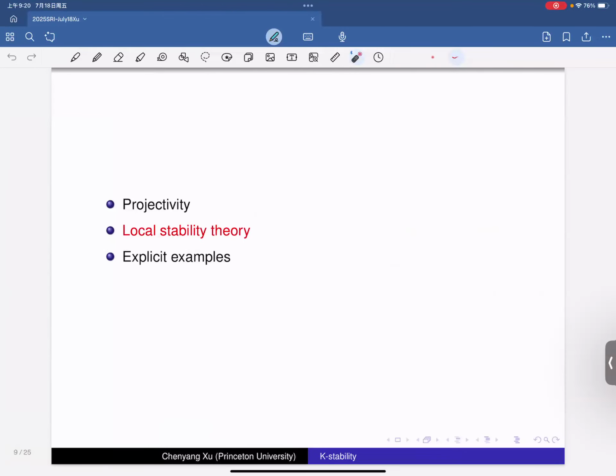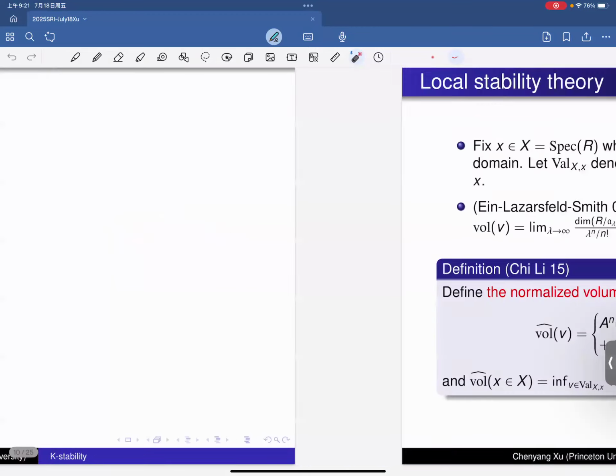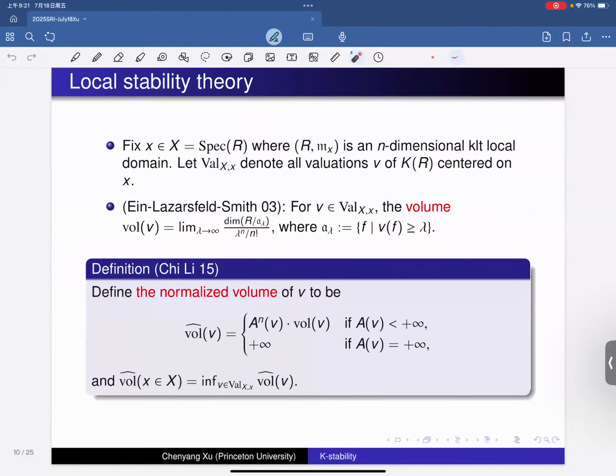So next, I want to turn to something that seems very different, but actually philosophically is a very connected topic, which is local stability theory. So this is not about Fano varieties. For us higher dimensional geometers, we always know there is a kind of global-local correspondence. The global object will be Fano varieties. The local object will be KLT singularities.